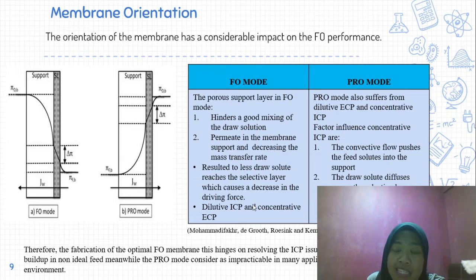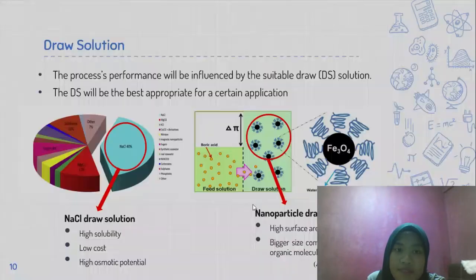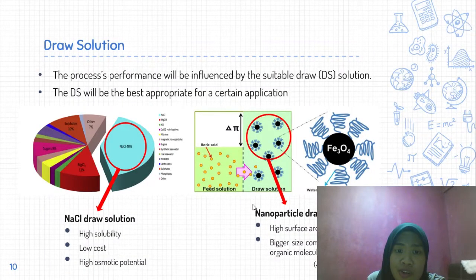Therefore, the fabrication of the optimal FO membrane focuses on resolving the ICP issues, which are mostly caused by the salt build-up in the support. Meanwhile, the PRO mode is considered impracticable in many applications due to its high operating pressure. Next is the draw solutions.